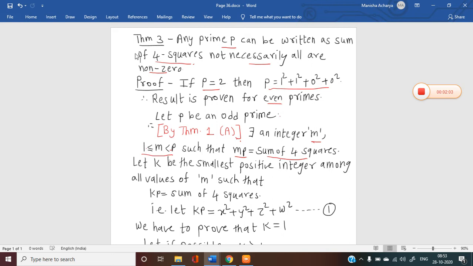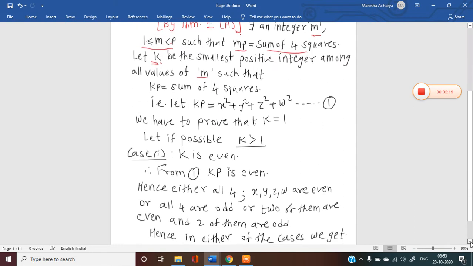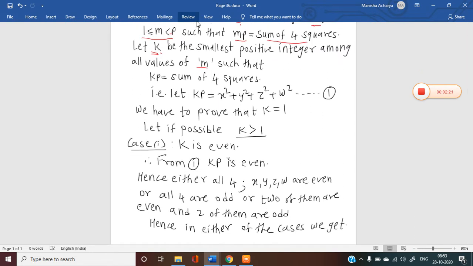Among all such values, we consider the smallest positive value for m, and we denote it by k. So let k be the smallest positive integer among all values of m. Then kp is a sum of four squares. Let kp = x² + y² + z² + w². Now we have to show that p can be expressed as a sum of four squares, that means we should show that k is equal to 1.